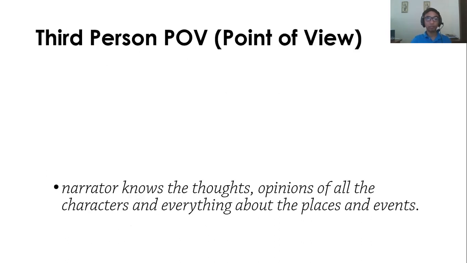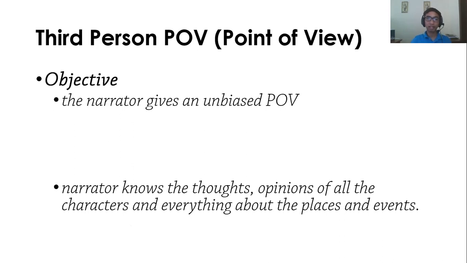How about the third person point of view? We have also the classification, like objective. Objective is when the narrator gives an unbiased point of view. When we say unbiased point of view, of course, what he saw, what he observed, that will be the one he or she will be using in narrating.